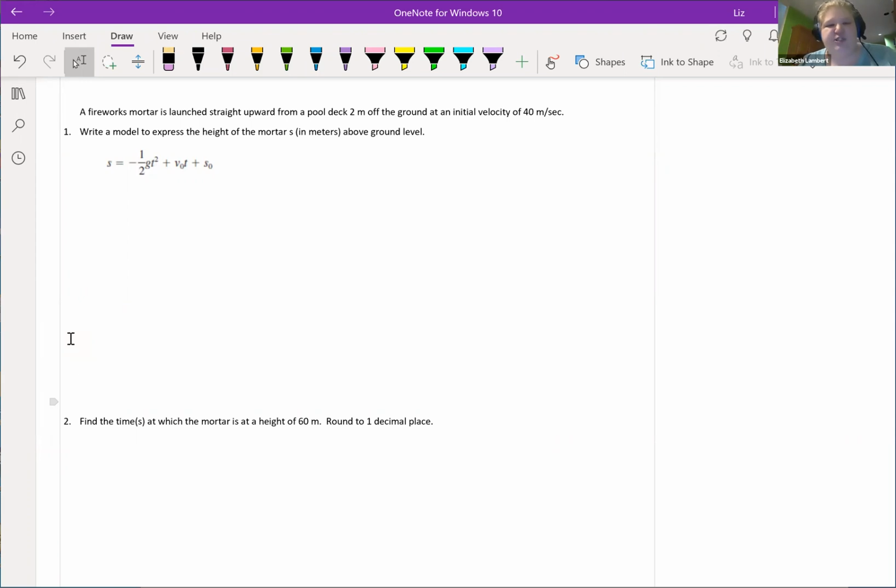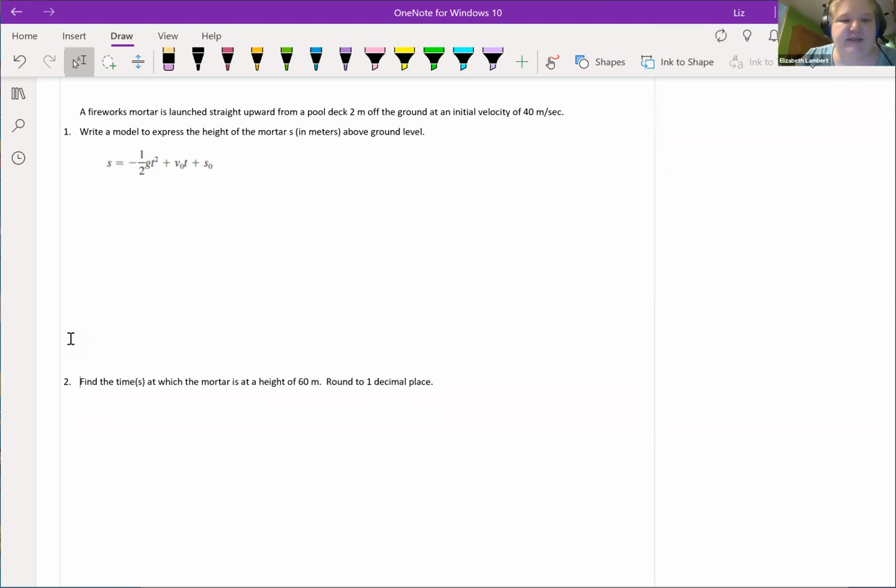So the first question is just write a model to express the height of the mortar in meters above the ground. So they told us the pool deck is 2 meters off the ground. Technically there's another tenth of a meter or so, no, because the mortar starts at the bottom of the tube. So it's starting even with the pool deck. That's how we think about it.